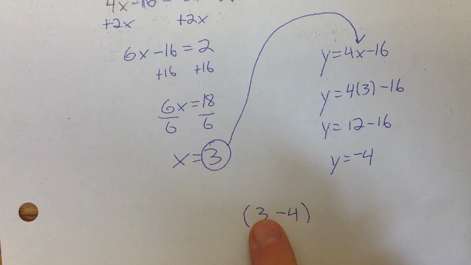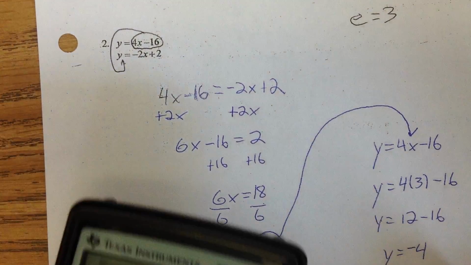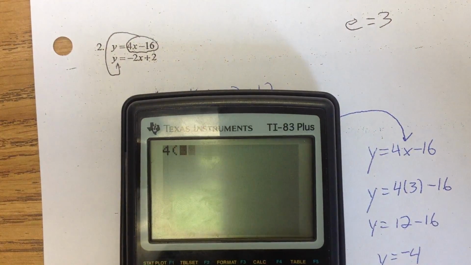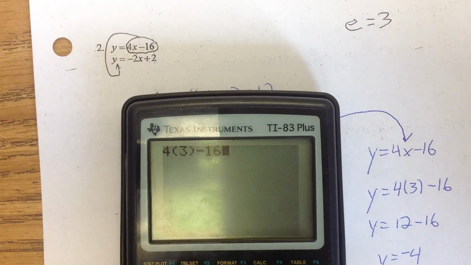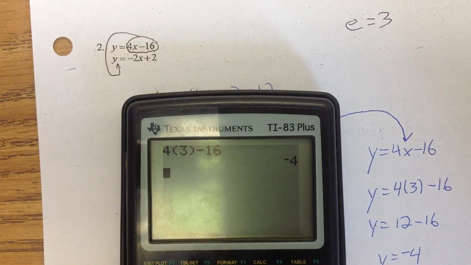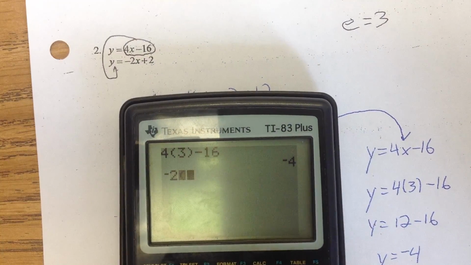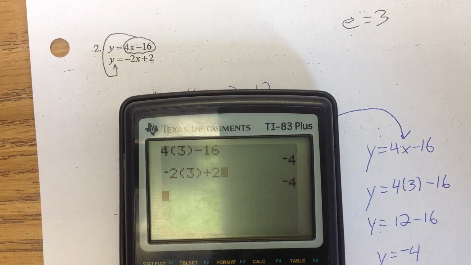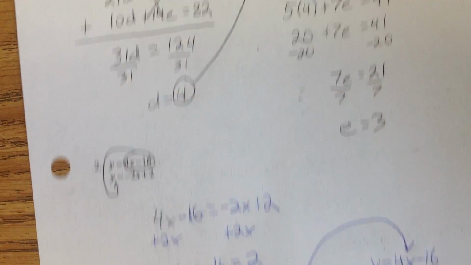And again, we can check this as well. We have 4x minus 16, so it would just be 4 times 3 minus 16, and that should be negative 4, and it is. And then we have negative 2 times 3 plus 2, and that should equal negative 4 as well, and it does, so this one checks out, and we're good to go. All right, let's flip it over to the back.